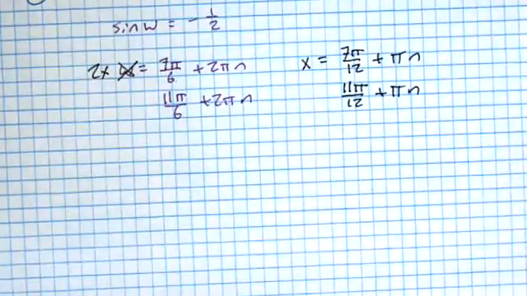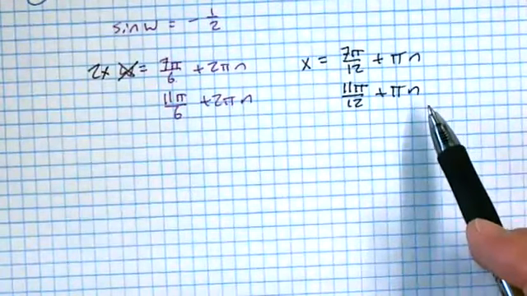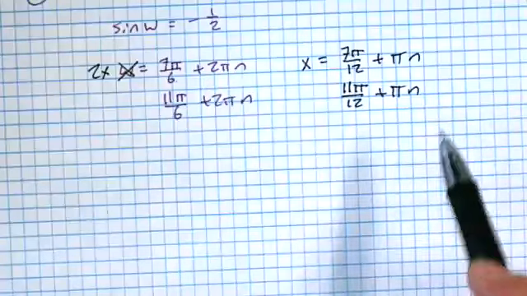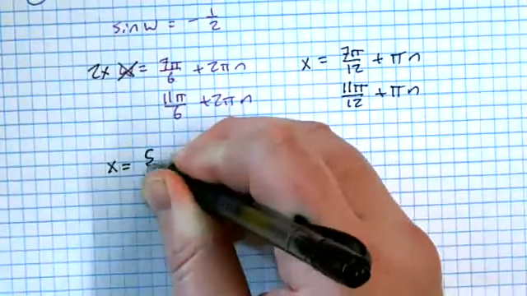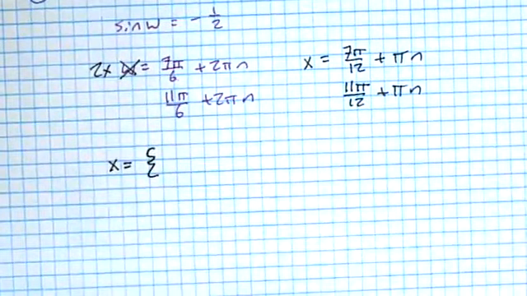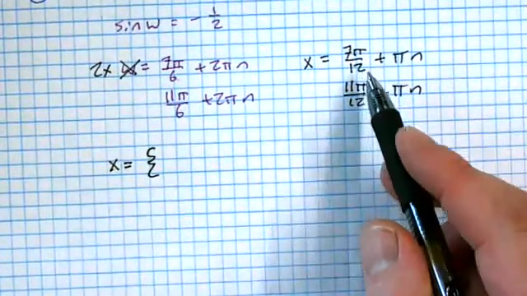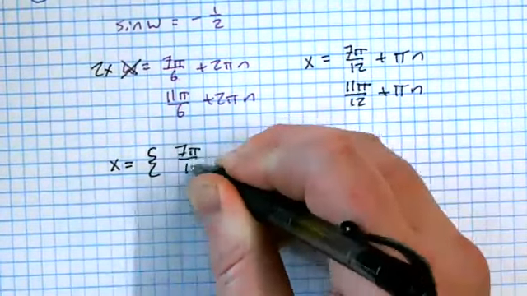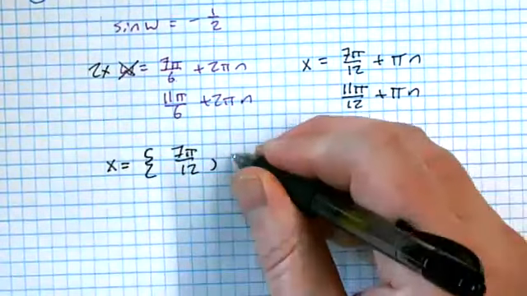Now in number 5, look at the instructions. Did they ask you to give a general solution like this, or did they ask for all the solutions between 0 and 2 pi? Between 0 and 2 pi? Okay. So X is going to be, we're going to make a list here. Is 7 pi over 12 between 0 and 2 pi? Yep. How about 11 pi over 12? That fits, doesn't it?